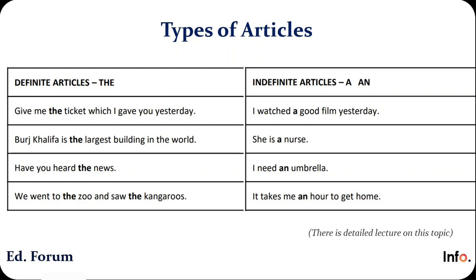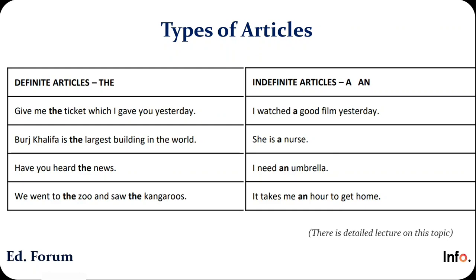And a and an: I watched a good film yesterday. Whenever you're writing a positive degree of adjective, you will say a good. He's a clever boy. Right? She is a nice girl. Okay, she's a nurse. Before professions also you put a. I need an umbrella. So here you see that umbrella.